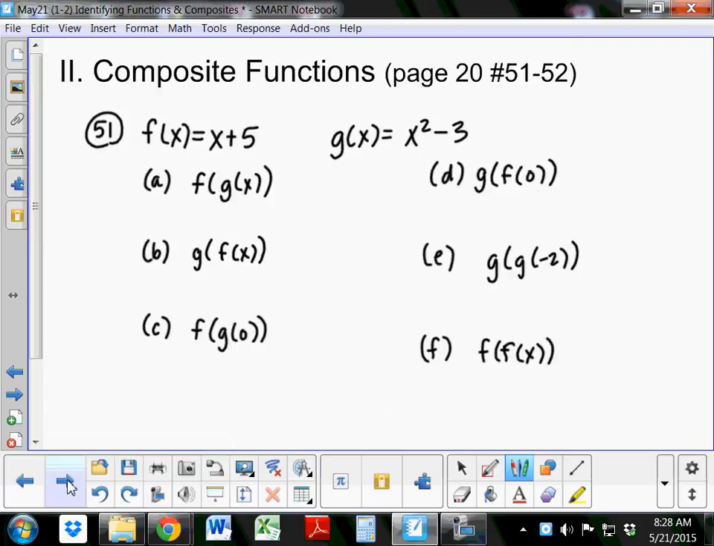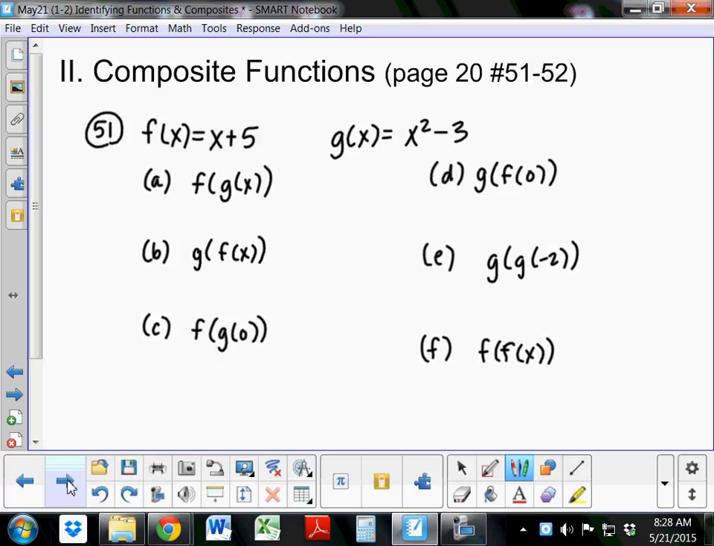Last thing. I want to just make sure that you remember these, because I know we did these in Algebra 2, but it was very quick, like most things in that class. So we have 2 functions up here, and I'm asking you to write what's called a composite.